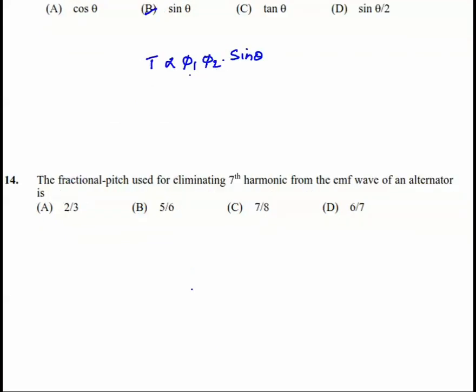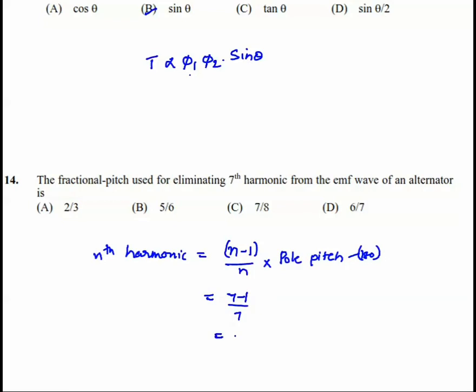And next question, the fractional pitch used for eliminating 7th harmonic from the EMF wave of an alternator is, the formula for this one is, the fractional pitch used for eliminating the nth harmonic is equal to, so (n minus 1) divided by n into pole pitch. Okay, so normally it will be taken as 180 degrees electrical, so which is equal to, 7th harmonic means 7 minus 1 divided by 7, this is equal to 6 by 7, and the answer for this case is D.